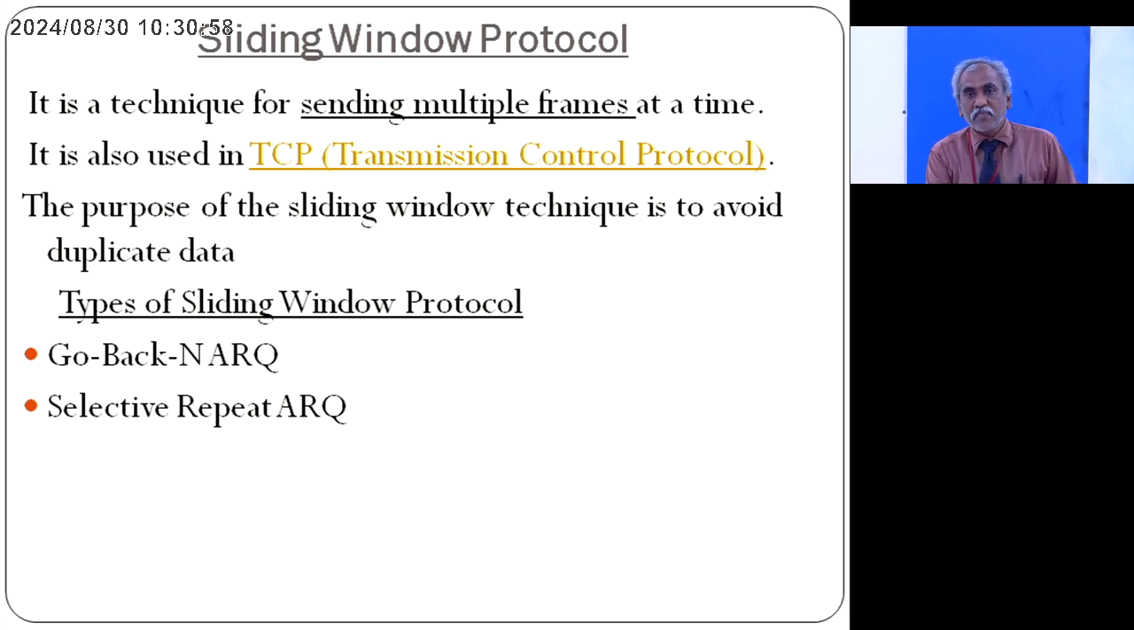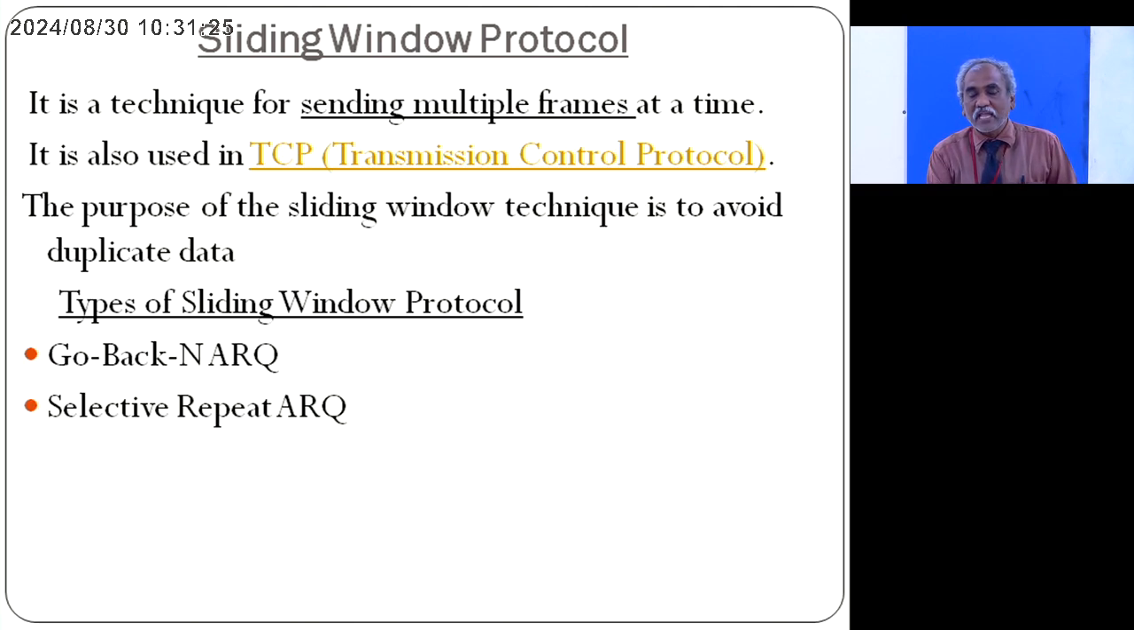You know that TCP/IP is a connection-oriented, reliable and guaranteed protocol. Whatever frames we send from one end to the other end must be received without any damage, loss, or corruption, right? So the point is very clear: the purpose of the sliding window technique is to avoid duplicate data. In the sliding window protocol, we use two types of protocol.